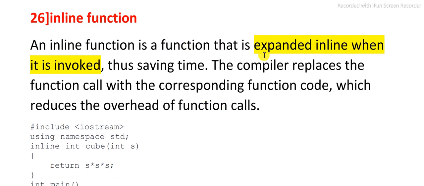Now what is an inline function? An inline function is a function which is expanded inline when it is invoked. Basically it is written in a line, which is better for saving time. The compiler replaces the function call with the corresponding function code, which reduces the overhead of the function call.